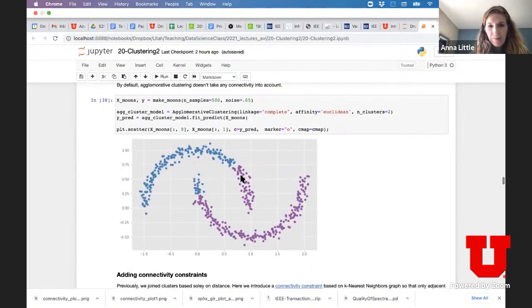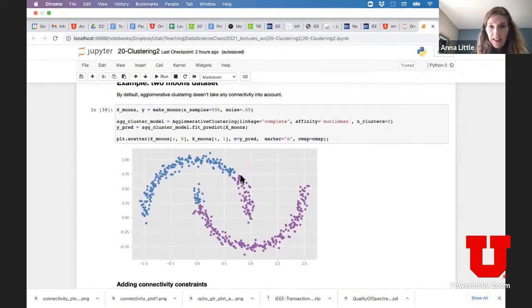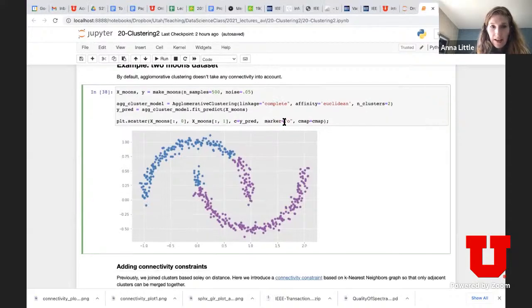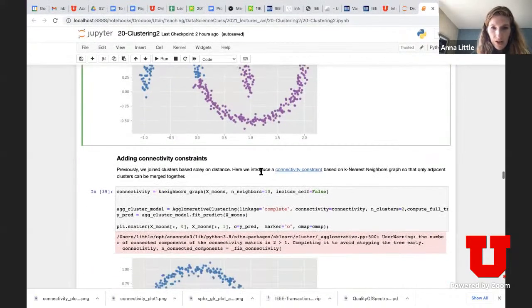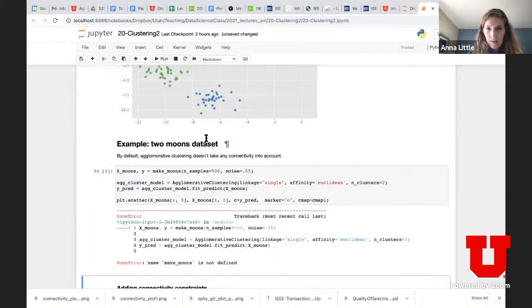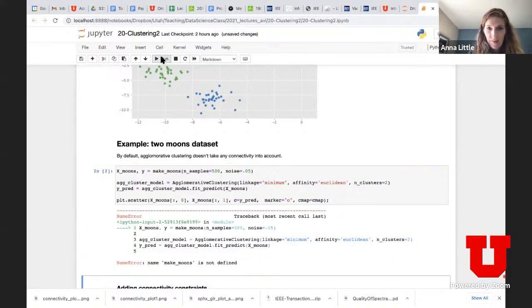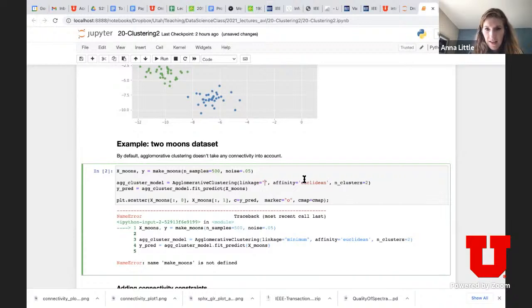So, there are different ways that you could get around this. For example, if you did single linkage, let me see if this will mess me up or not. So if you did single linkage, this wouldn't happen. So we can try that. Oops, maybe I was supposed to call it minimum. Try that. No, okay, sorry. I think I messed up the syntax.